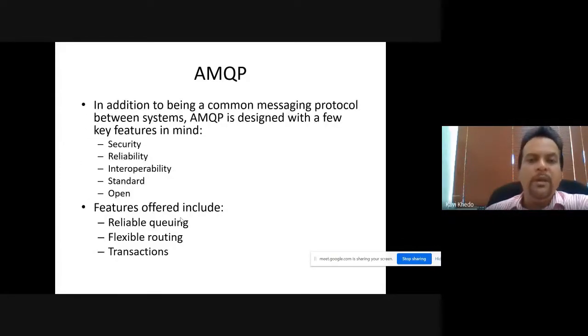In addition to being a common messaging protocol between systems, AMQP is designed with a few key features in mind. It has security in mind, reliability in mind, because it tries to ensure that the message has been delivered. Interoperability, one system communicating with another system. It is an open standard. So these are a few key features of AMQP. The features offered include reliable queuing. There is a queuing strategy that is used there. Flexible routing, it can go to different places, and the idea of transactions. You will see this as we proceed.